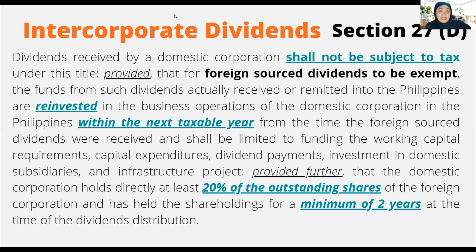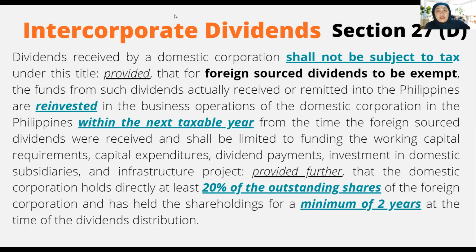So if the recipient is an individual, it's a passive tax. If it's a corporation, it's also a passive income subject to final tax. But there are different tax treatments as to, as I said, the source and the recipient of the dividend. So first and foremost, if the dividend is received by a domestic corporation, presumably from another domestic corporation, it's plain and simple. It's not subject to tax. It's tax exempt.